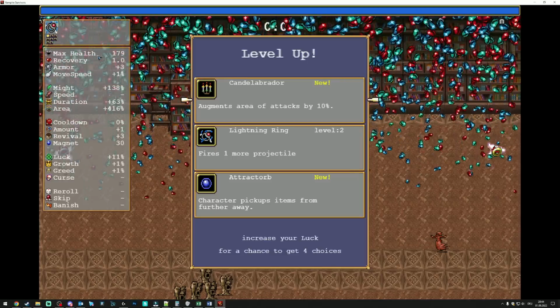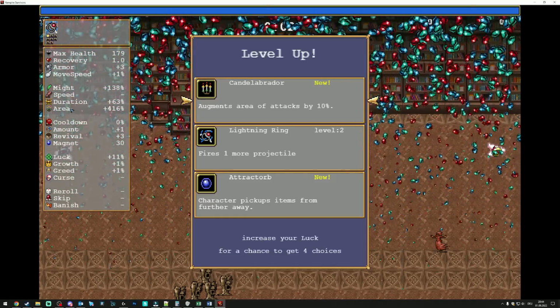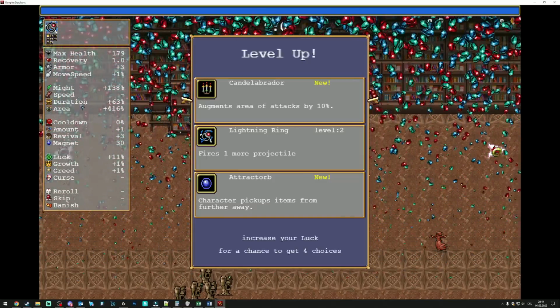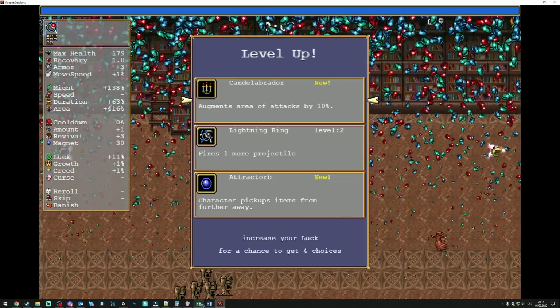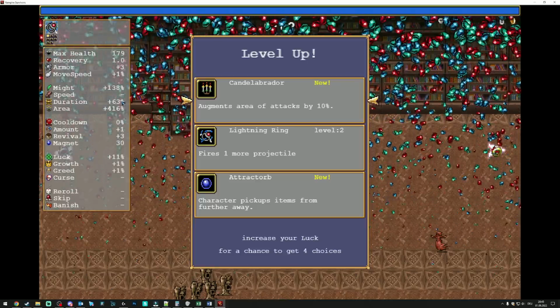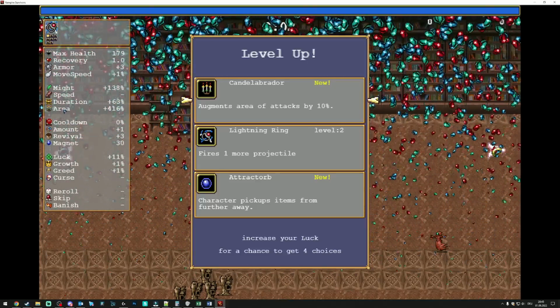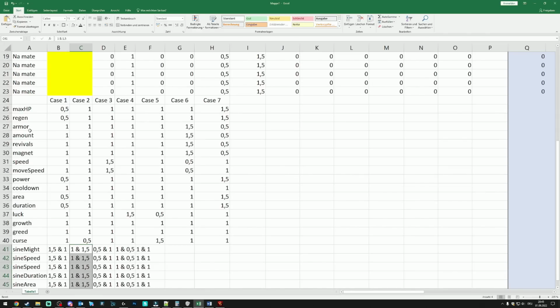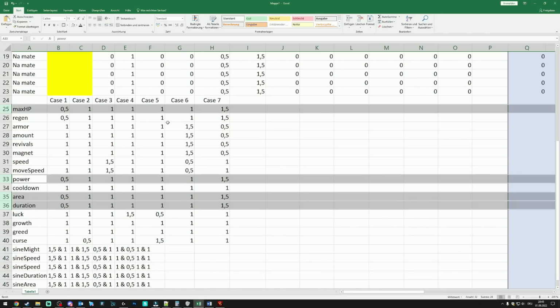And this time we have max health, might, and area. Now, this is an interesting one because 3 stats are affected. Let's go back to the Excel sheet. Oh, it also looks like duration is affected, right? Area, duration, might, and max health. Okay. So these 4 are affected. And we can see that this is case 1, most likely, because here too many other things are changed.